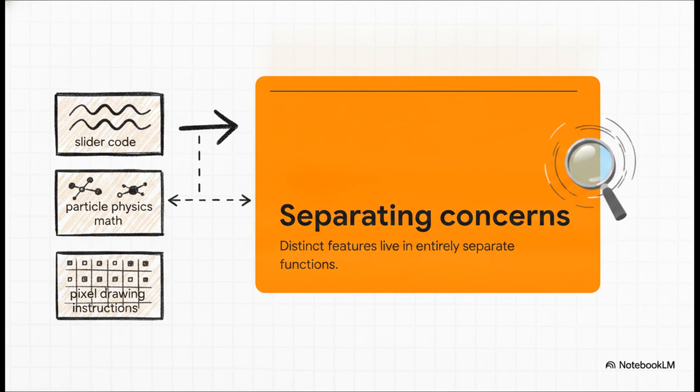Your slider code, the complex math for the particle physics, and the instructions for drawing those pixels on the screen all lived in entirely separate functions within your file. Each piece of the code did exactly one job, and they communicated with each other through shared values. You weren't just writing messy scripts. You were actually engaging with real high-level software architecture.